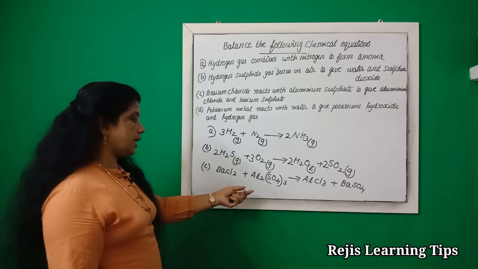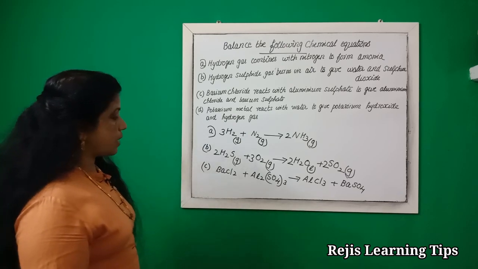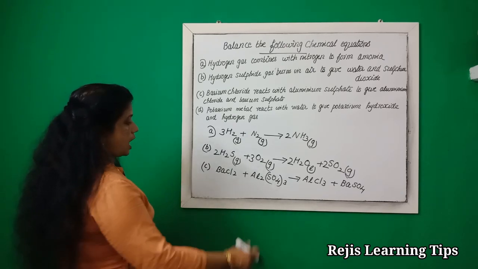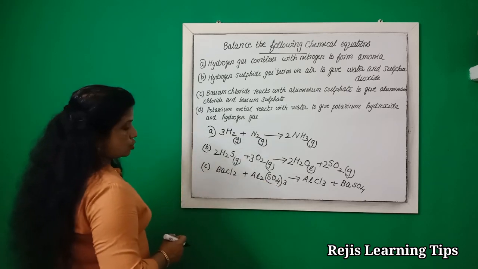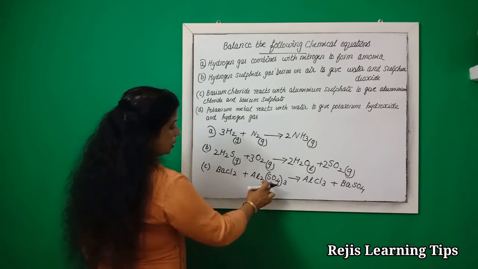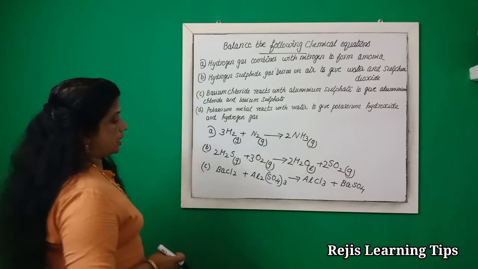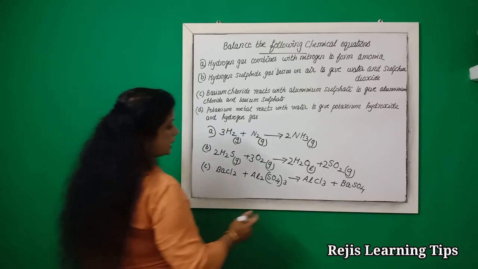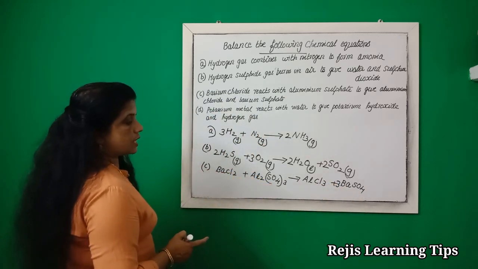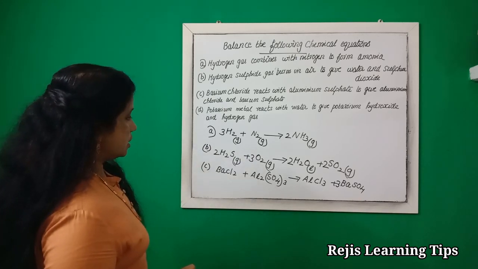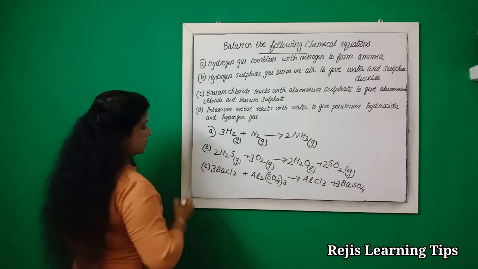So first you have to take aluminium sulfate because it contains more number of atoms. Among these atoms, oxygen contains the greatest number of atoms, so we can balance oxygen first. How many oxygen atoms are there? Oxygen 4 into 3, that is 12 oxygen atoms are there. So we can put here 3, 3 into 4 means 12 oxygen atoms on the product side. Then barium means there are 3 barium atoms, so we can put here 3 BaCl2.